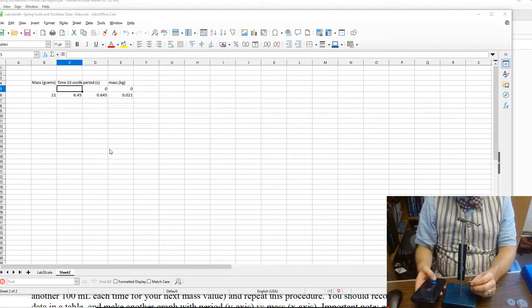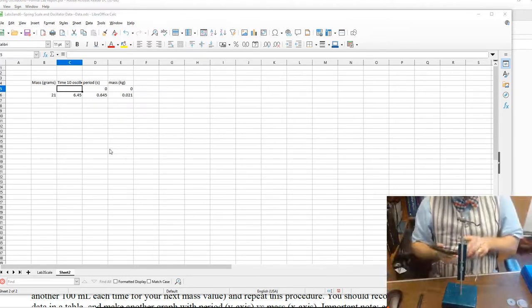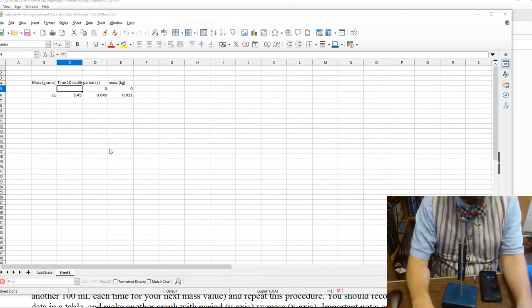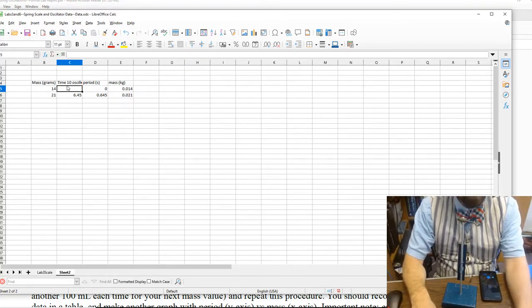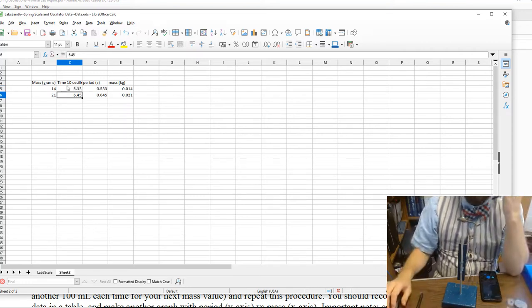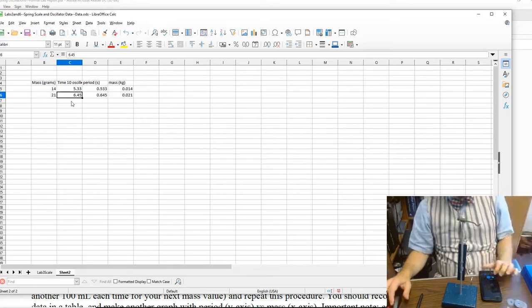Oops. So we go ready, set, release. 1, 2, 3, 4, 5, 6, 7, 8, 9, 10. Okay, and this time I got a slightly different time on here. It is 5.33 seconds. So this was again 14 grams, 5.33 seconds. And so I would maybe keep adding more mass to it and repeating to see if this is a fluke or just a weird reaction time or whatever.